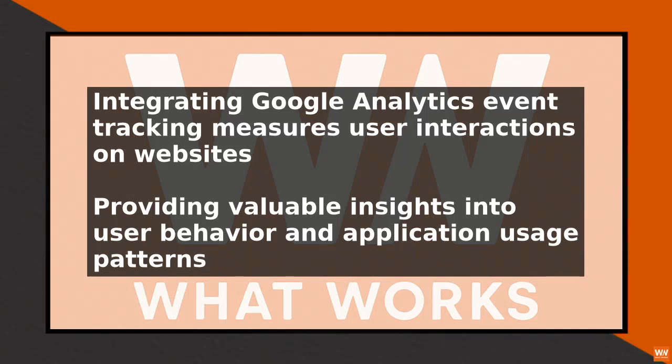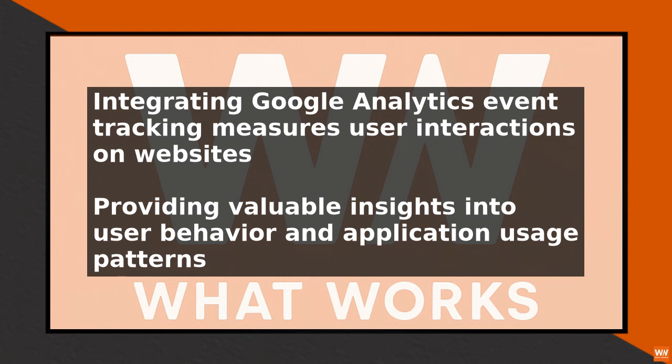Integrating Google Analytics event tracking allows you to measure user interactions on your website or application, providing valuable insights into user behavior. To get started, you need to have a Google Analytics account and the tracking code installed on your website. First, you need to understand the basic components of event tracking, which include category, action, label, and value.